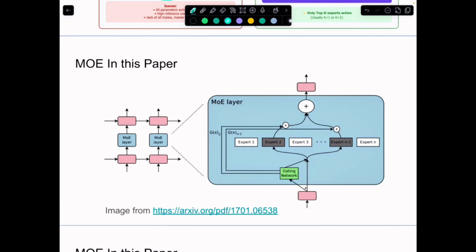So here is how this paper sets up MOE. Remember, this paper is from 2017, so at that time, attention wasn't as widely adopted as today. So they use MOE in RNN and LSTM. As you can see here, they are training multiple experts, and they are using a gating network as we just discussed. So what have they done differently?